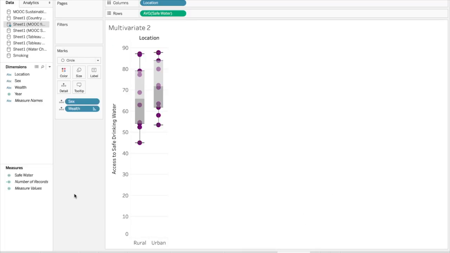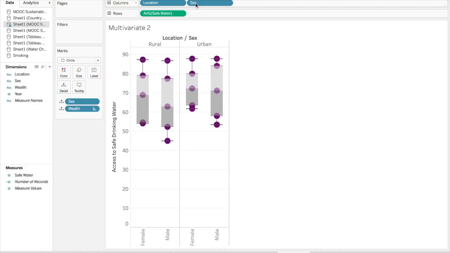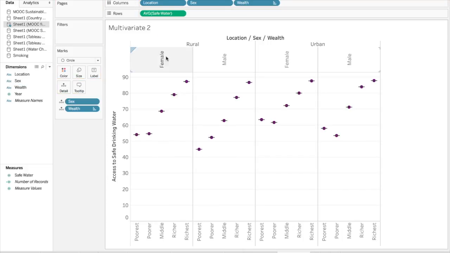This is only looking at rural and urban. Then if we want to see what it's like for men and women that are rural and urban, you can see that's looking different. And then if we want to look at how females living in a rural setting go up the wealth scale, you can tell a lot just by looking visually at this.